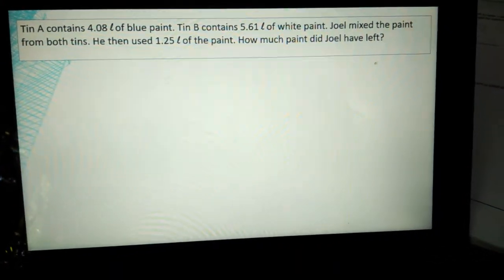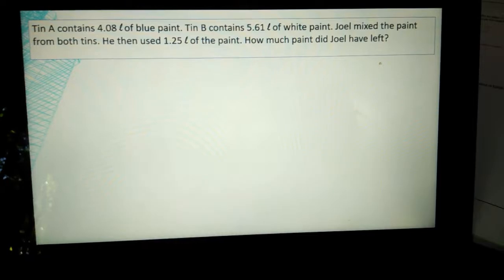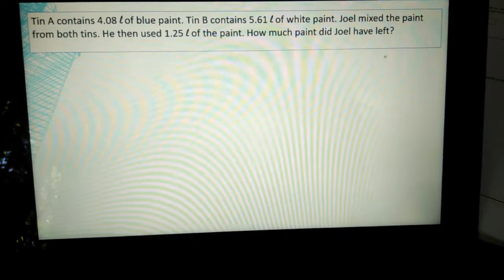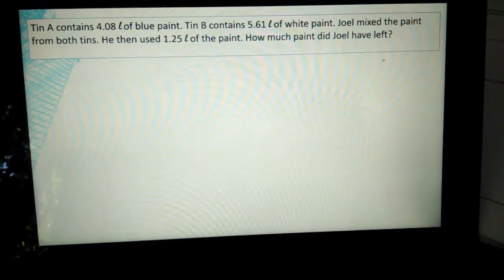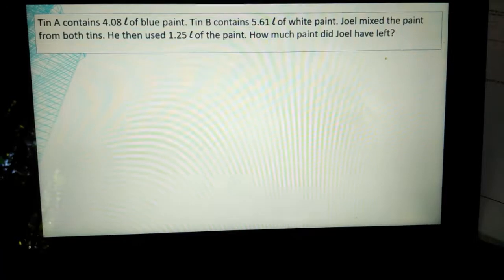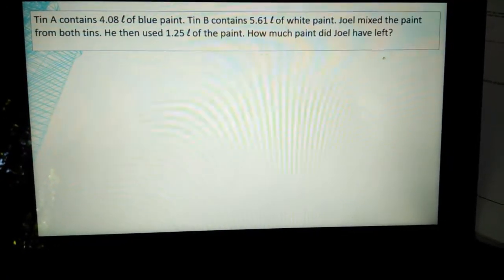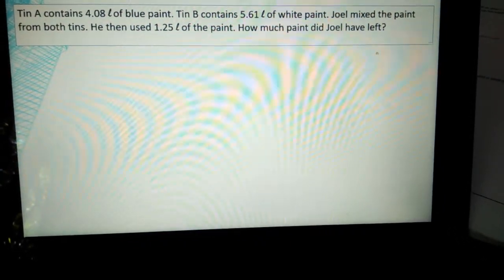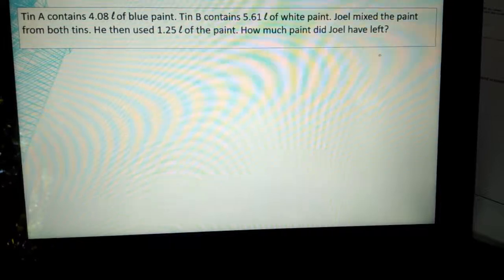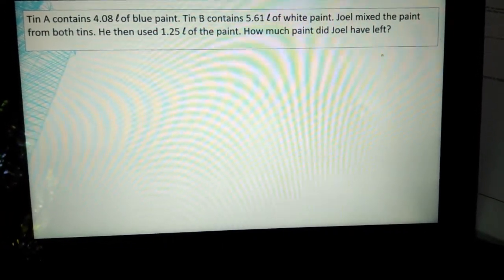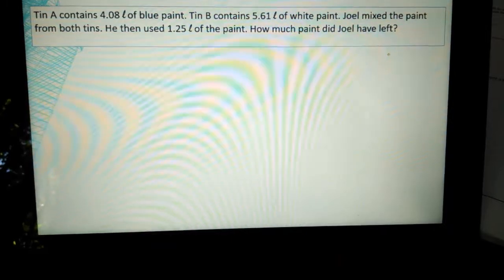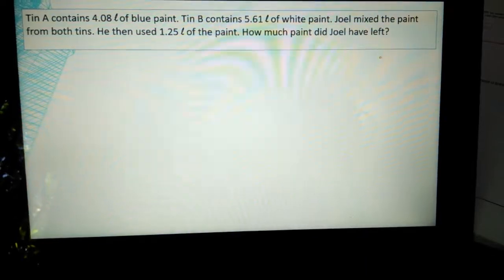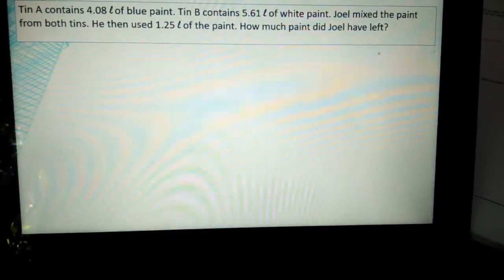Don't forget there are 4 steps that we should do here. The first step is, what have you gathered from the problem? We have gathered there are two tins here. The first tin, tin A, contains 4.08 liters of blue paint. Tin B contains 5.61 liters of white paint. Then Joel mixed the paint from both tins. So Joel mixed tin A and tin B. Then he used 1.25 liters of the paint. So the question is, how much paint did Joel have left?